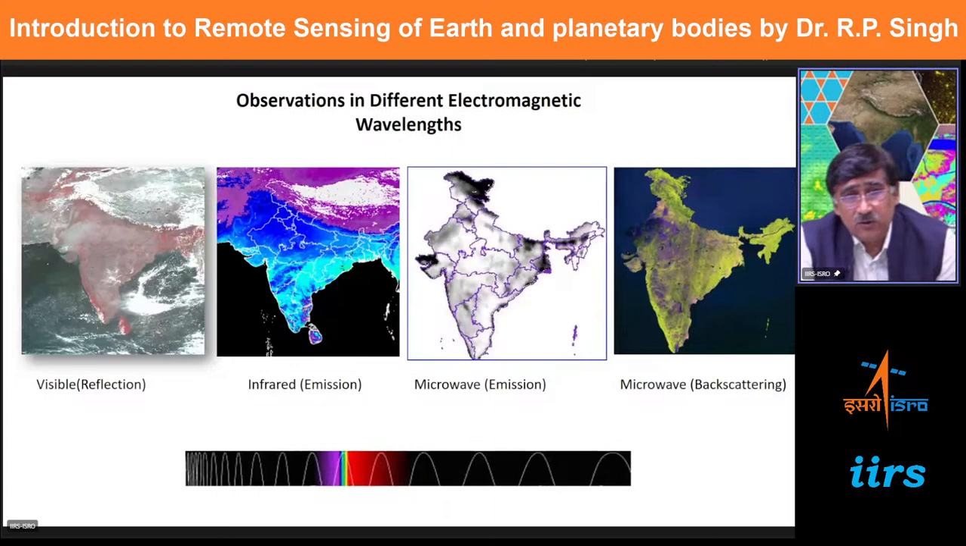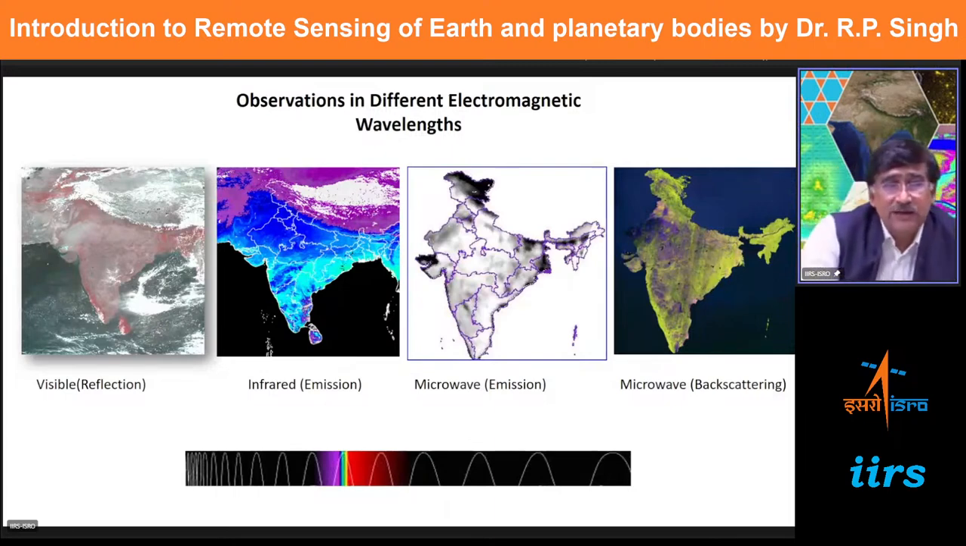So if I look at this background, this particular image shows you India in the visible region, that too in a reflection mode, where the sunlight falls and the satellite records and creates a false color composite. I was telling you, in a false color composite, we deliberately give the red color to the NIR region. So wherever there is a crop or vegetation, it starts looking reddish.